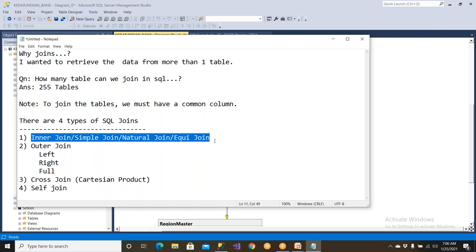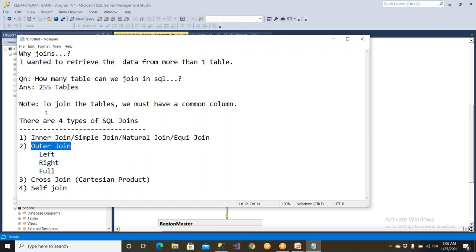Most of the time we are going to be using inner join. You can also use inner join and outer join put together, because two tables can be joined with inner join, a third table can be joined with the outer join, and later a fourth table can be joined with the cross join in a single query. Clear? Because this many tables can be joined, any joins can be used anytime.